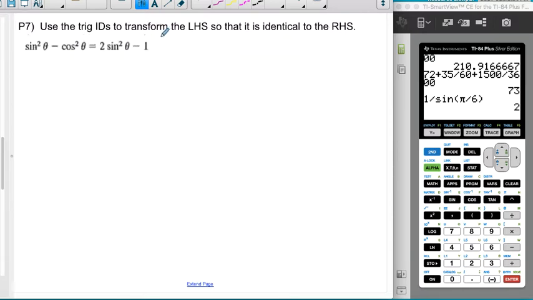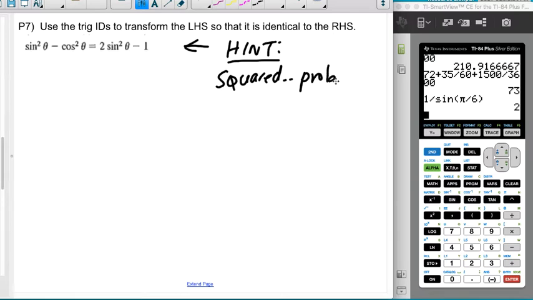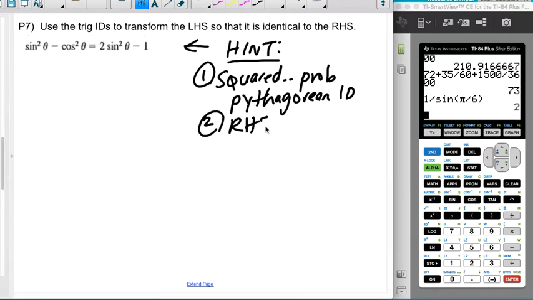So you're going to go ahead and try this one. It's a little bit tricky. So the big hint is that if you see squareds, it's probably the Pythagorean identities, right? And hint number 2, the right-hand side is sine stuff only, right?